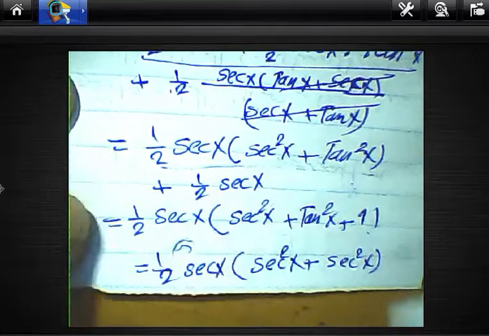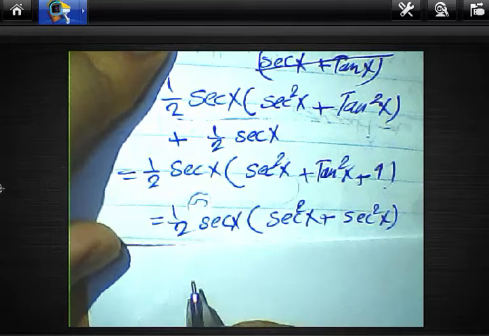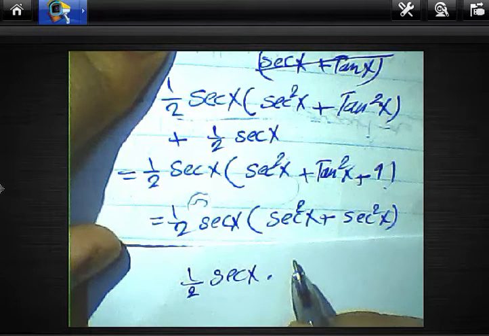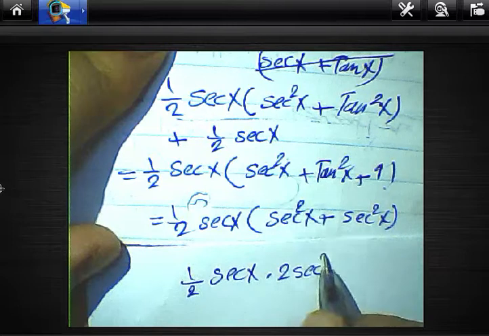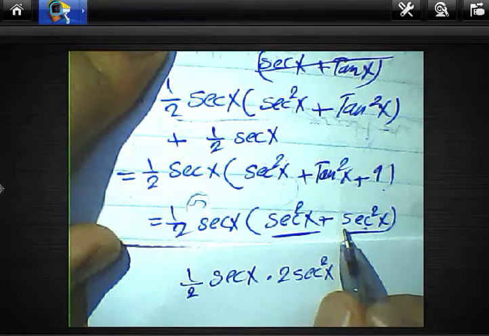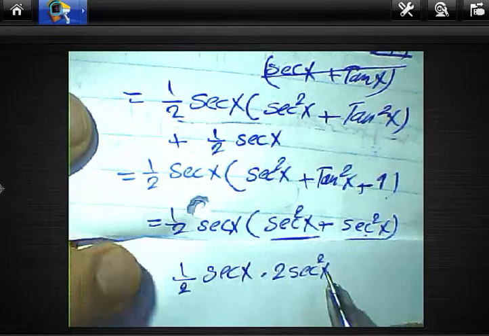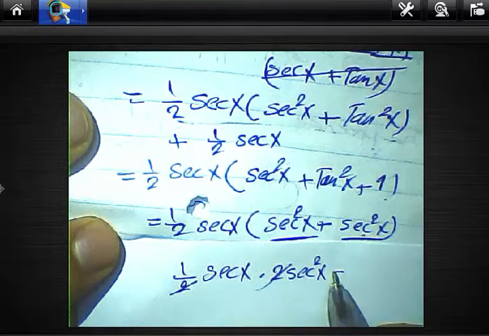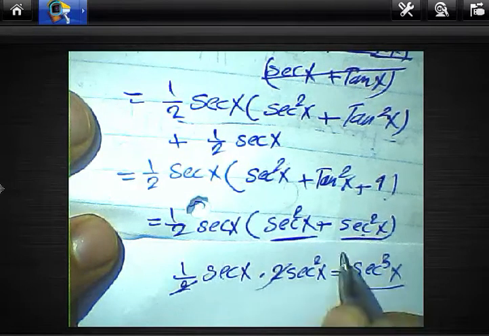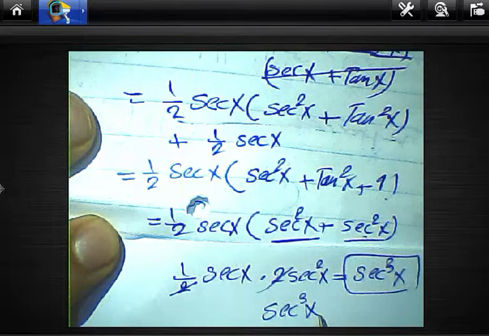I will complete it here on a new paper, okay. We must understand these properties, okay. So we can write half here multiplied by sec x multiplied by 2 sec power 2 of x. We have two similar terms, so we can add sec power 2 of x with sec power 2 of x to get 2 sec power 2 of x, and then we can simplify 2 divided by 2 equals 1. 1 multiplied by sec x multiplied by sec power 2 of x equals sec power 3 of x. Then the result of this expression will be sec power 3 of x.